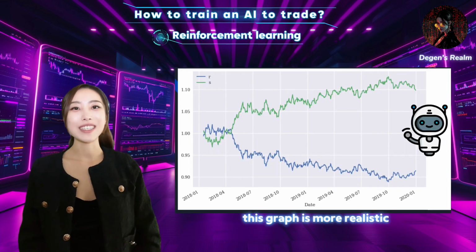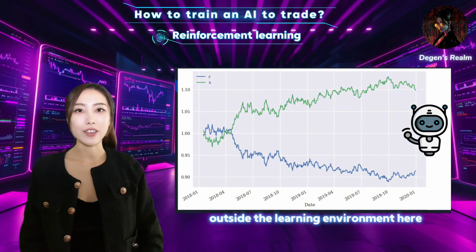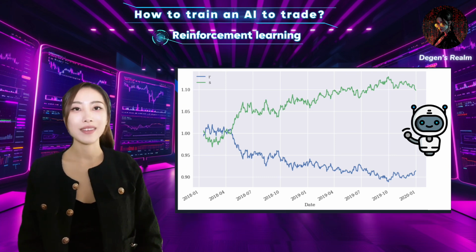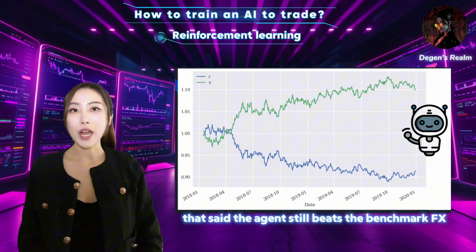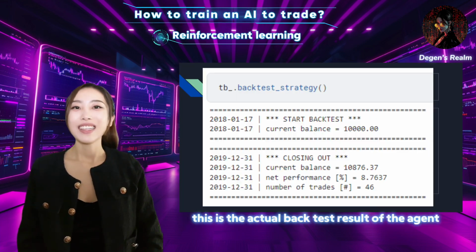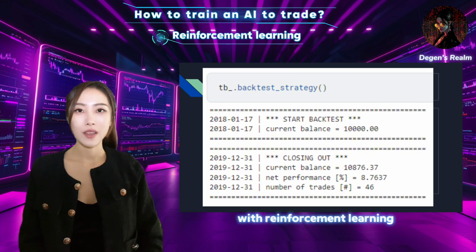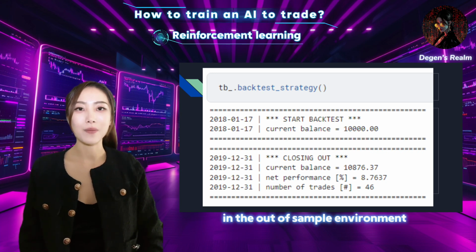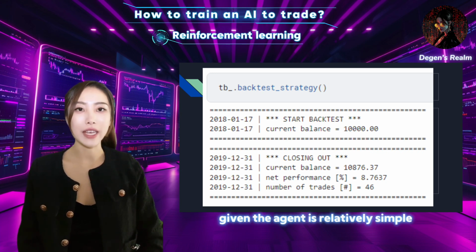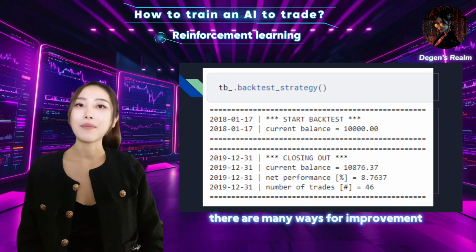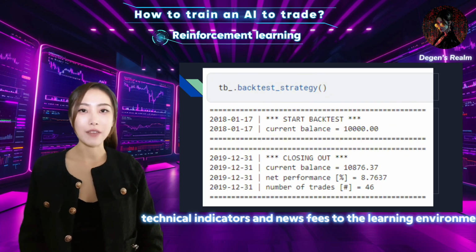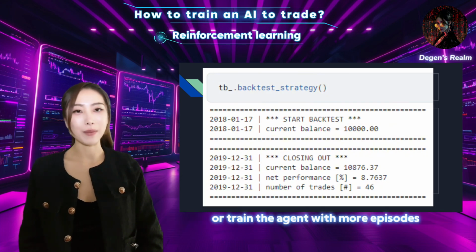This graph is more realistic, showing the performance of the agent outside the learning environment. Here, the agent is trading with data that it has never seen before, simulating the real-world trading environment. That said, the agent still beats the benchmark FX. Nice. This is the actual backtest result of the agent. With reinforcement learning, the agent achieved an 8.7% return in the out-of-sample environment. This result is astonishing given the agent is relatively simple. There are many ways for improvement. For example, adding more technical indicators and news feeds to the learning environment, or training the agent with more episodes.